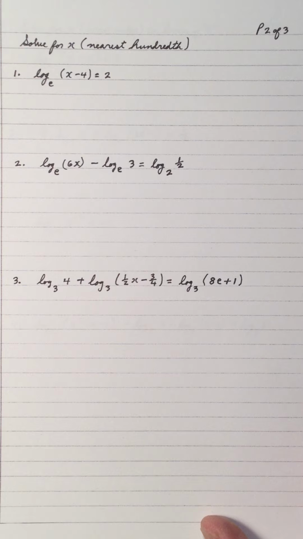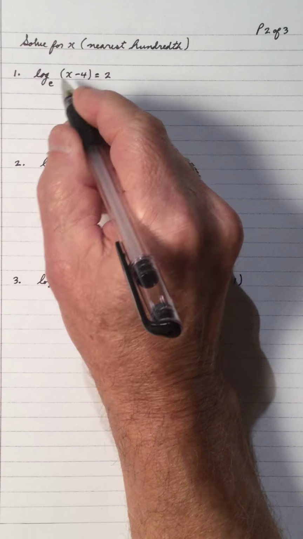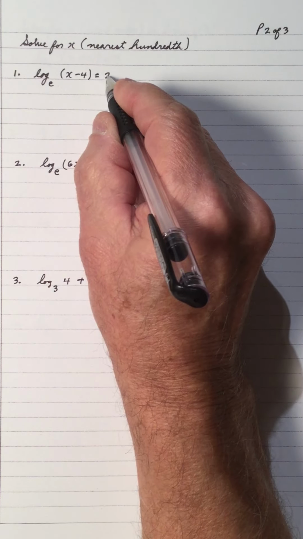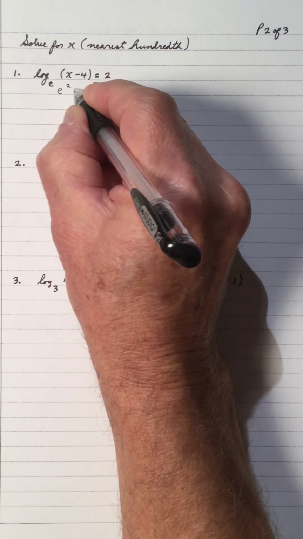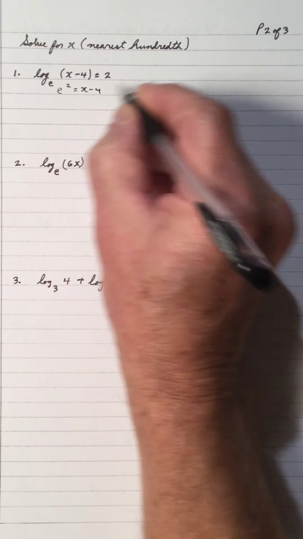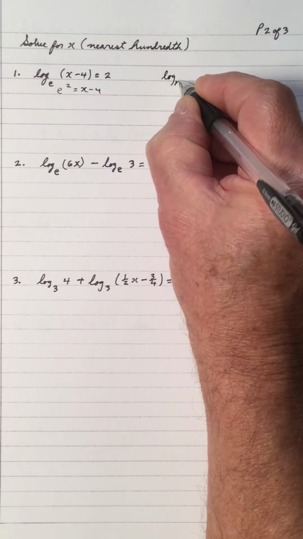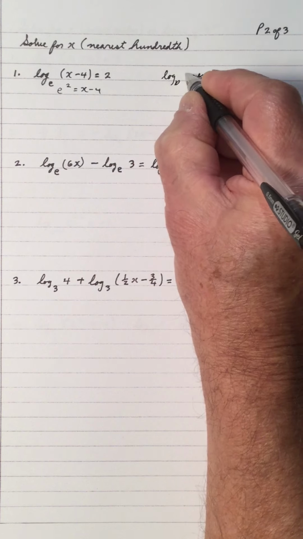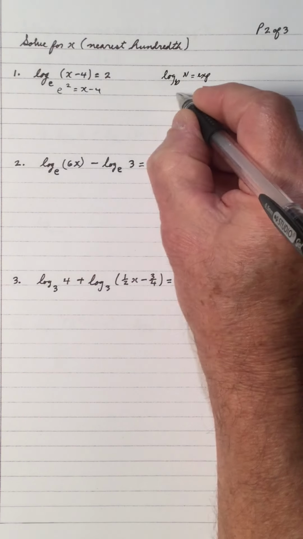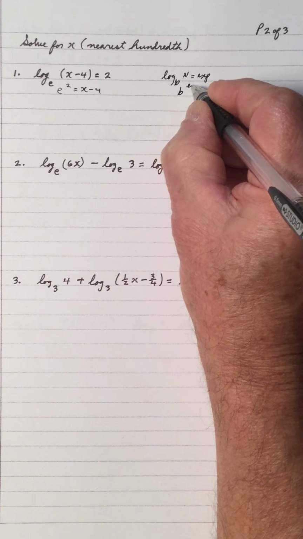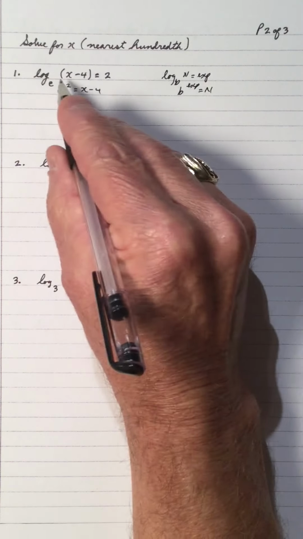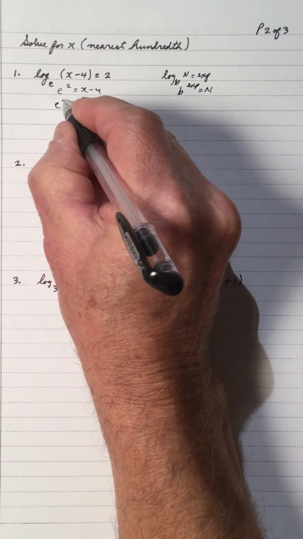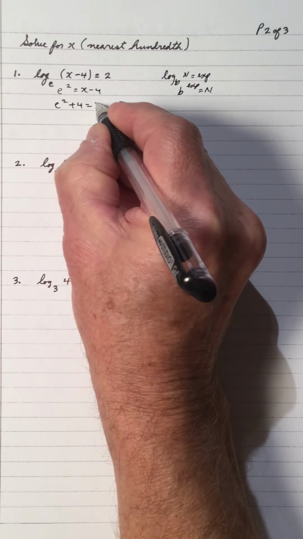Solve for x to the nearest hundredth. The log of x minus 4 base e equals 2. So the base is e, the exponent is 2, and the number is x minus 4. Log form is base, exponent, number, and you change that to base, exponent, number, and that's what I'm doing here. We want to solve for x to the nearest hundredth, so e squared plus 4 equals x.